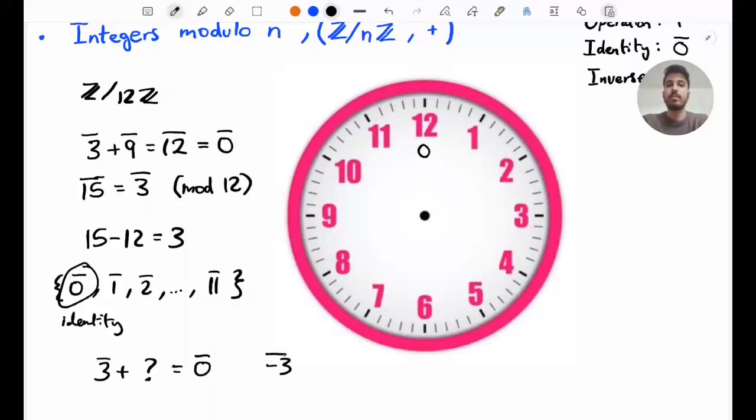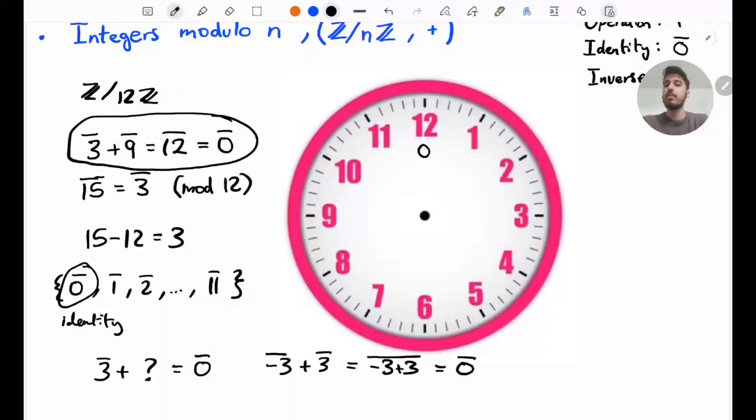Which is totally valid, because minus 3 bar plus 3 bar, you can in fact combine the two numbers and put the bar on top of their sum, and that gives you 0 bar. Now you would tell me, but what if I don't choose minus 3 bar? What if I choose 9 bar? Because as we've seen before, 3 bar plus 9 bar gives you 0 bar. And I tell you, well, that's the same element. 9 bar is congruent to minus 3 bar.